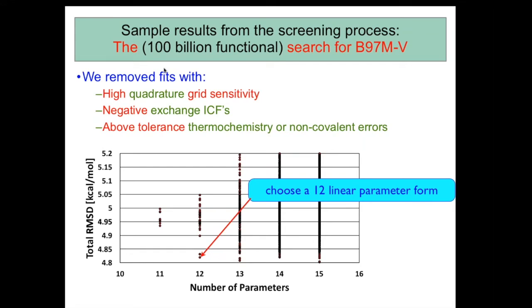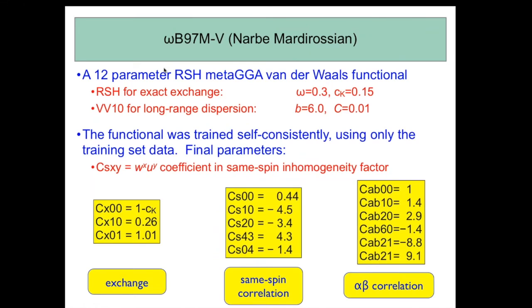And so you look for the elbow in this kind of curve, and the elbow, we believe, occurs at 12 here. We choose a 12 linear parameter form. And we've done the same thing in each of the 3 different cases. This next slide is just to illustrate the parameters that you get for the latest functional, omega B97M-V. It's a 12 parameter range separated hybrid meta GGA with VV10 dispersion. And the parameters all fit nicely on one slide.